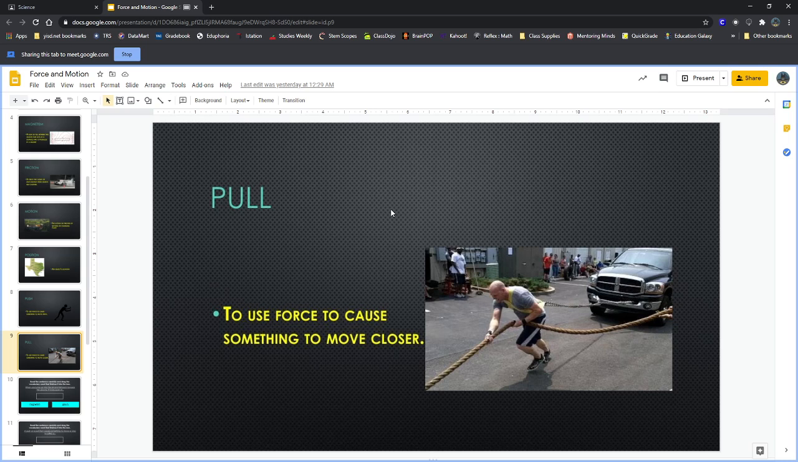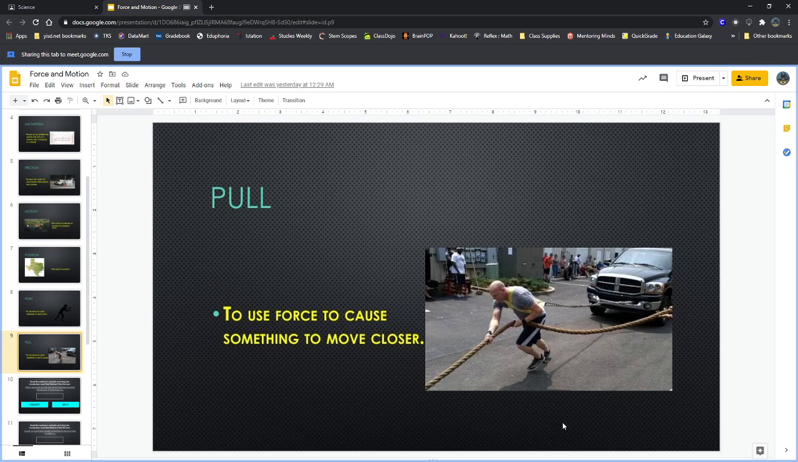So here we've got an example of this guy. He's tied himself to a truck. He's using a rope and he's pulling himself forward on this rope. Another example would be when you get a piece of pizza and you want that pizza to be in your mouth and in your stomach because it's so delicious. You pull it towards your mouth. You're trying to make it closer.